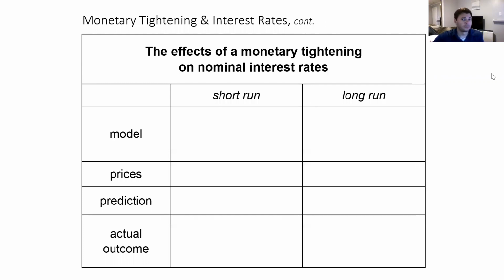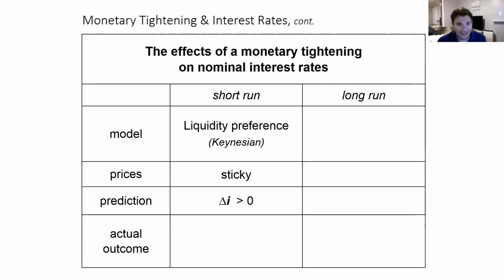And we have a comparison here of short-run and long-run models. The short-run model, again, is predicated in this Keynesian framework of liquidity preference. In this framework, the assumption is that prices do not adjust quickly. And the prediction is that when we tighten up the money supply, meaning you restrict the money supply, this tends to drive nominal interest rates up.